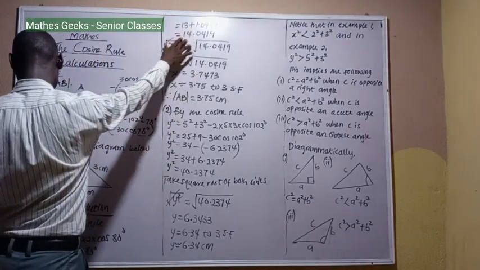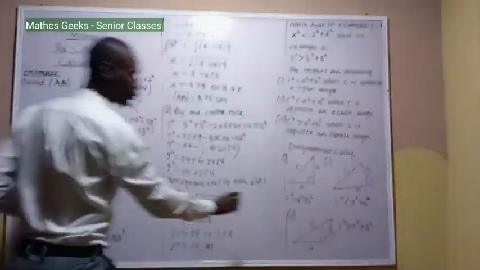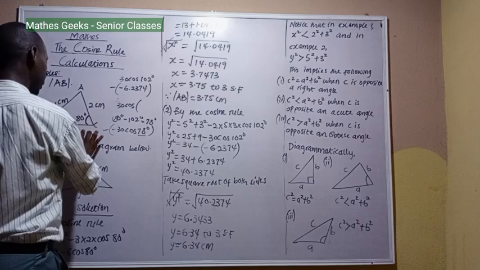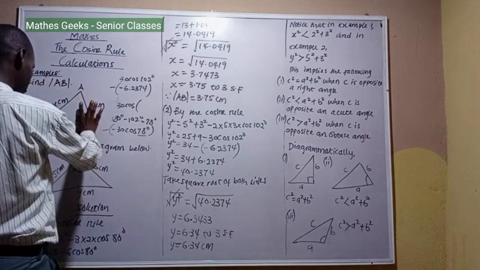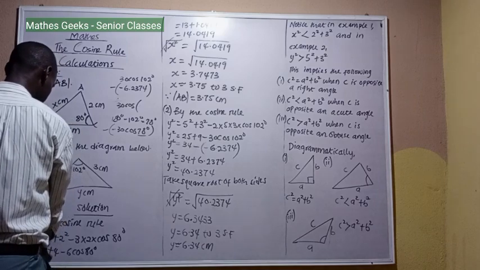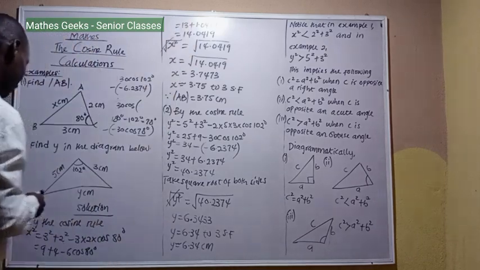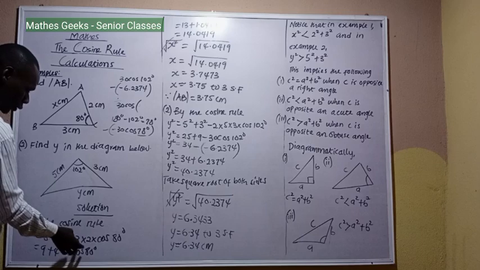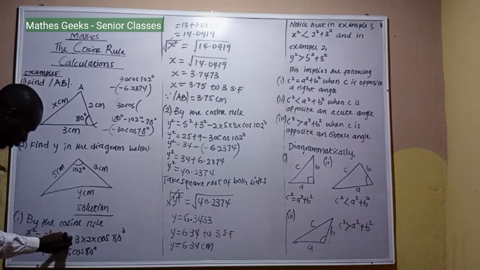The x squared here should be less than, from our rule, since it is an acute angle, c squared, the third side, should be less than the sum of the squares of the other two sides. 9 plus 4 is 13. So x squared is 14, greater. Let me see, something is wrong here. 3 squared plus 2 squared minus 3 times 2. I think I made a mistake.